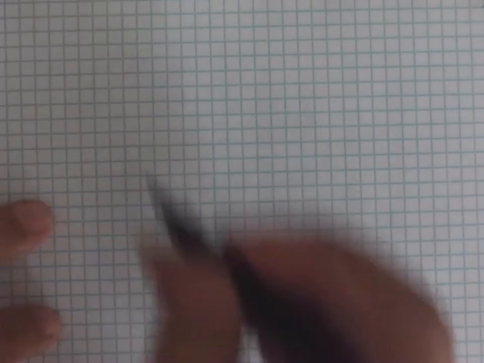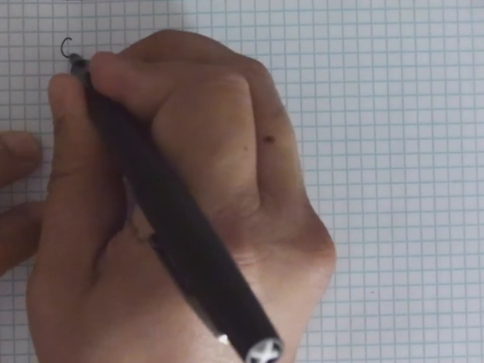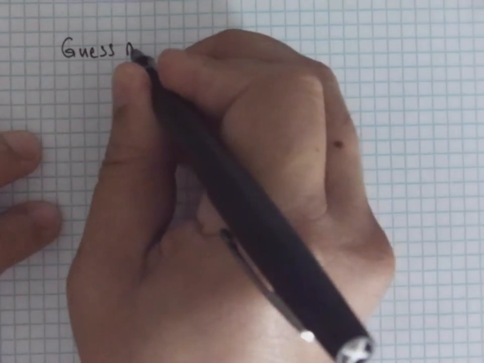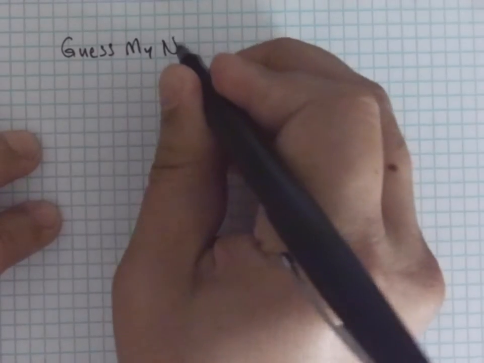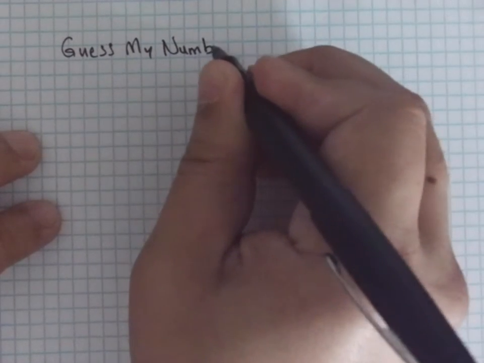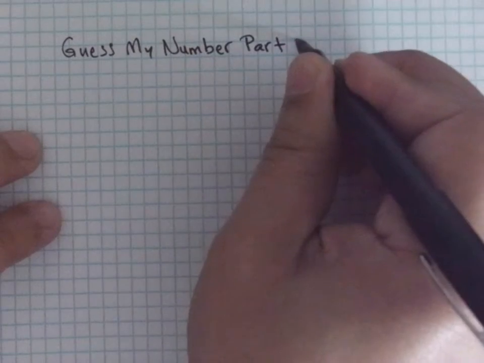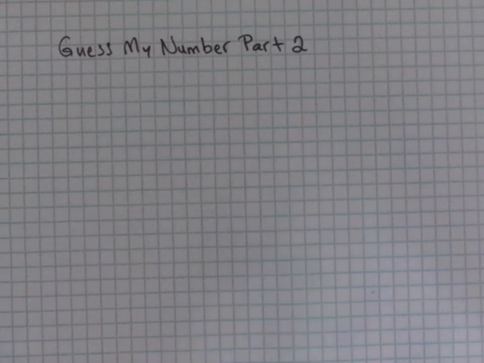All right, so here we go. The first thing I want to start with is I am going to begin by calling it "guess my number," and I'm going to say that today we're talking about part 2. That's the goal today. Let me see if I can do this part 2. Let me adjust my camera a little bit.